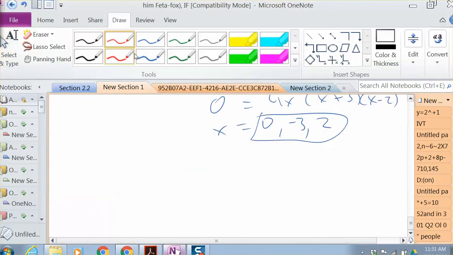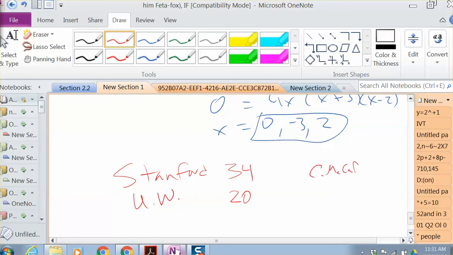And lastly, I tend to do this for most of my videos during the college football season. I'm going to give a prediction for the Stanford and UW game. UW, University of Washington. I'm going to be bold here. I'm going to say 34-20. And Christian McCaffrey will have 150 yards at least and 2 touchdowns.